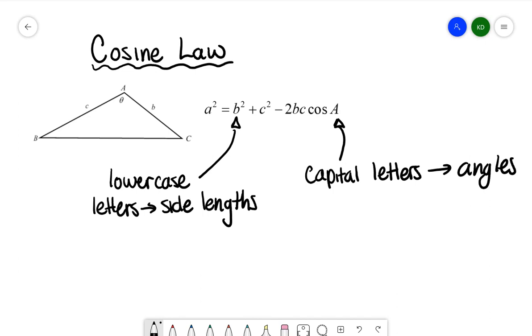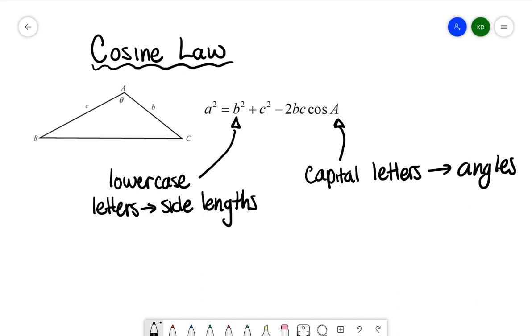When we look at this formula, there's two things that I want us to remember. Whenever we see a lowercase letter, this is going to indicate a side length. Wherever we see a capital letter, that's going to indicate an angle. So we're going to input three side lengths. We're going to have a, b, and c, and these are going to be different sides of a triangle. And then we'll have cosine of capital A.